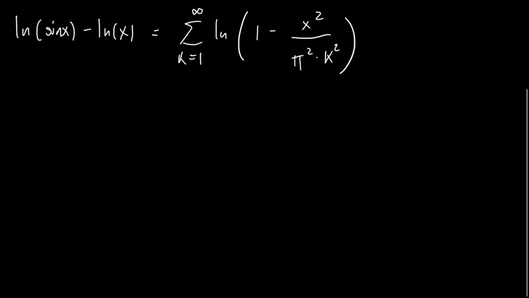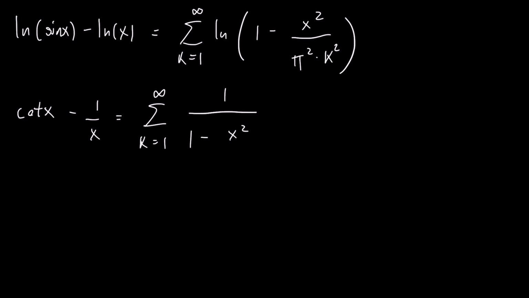And from here we would differentiate both sides with respect to x. So the derivative of the natural log of the sine of x is the cotangent of x, and the derivative of the natural log of x is 1 over x. So cotangent x minus 1 over x equals the sum from 1 to infinity of, taking this derivative, we have a 1 over 1 minus x squared over k squared times pi squared times the derivative with respect to x of 1 minus x squared over pi squared times k squared.